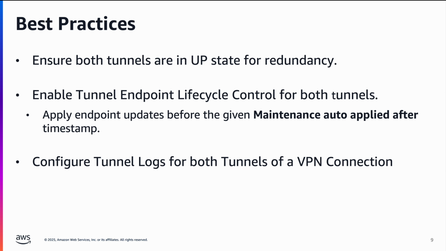Let's look at best practices for Tunnel Endpoint Lifecycle Control and tunnel logs. Firstly, we should always ensure that both tunnels on the VPN connection are in upstate for redundancy. Secondly, enable endpoint lifecycle control for both the VPN tunnels. Please be sure to apply the endpoint updates before the given maintenance auto-applied date. Also, test the connectivity after applying the updates on tunnel endpoints. Lastly, configure tunnel logs on both the VPN tunnels to gain visibility into connection issues. Regularly review tunnel logs to identify any trends on the VPN connection.